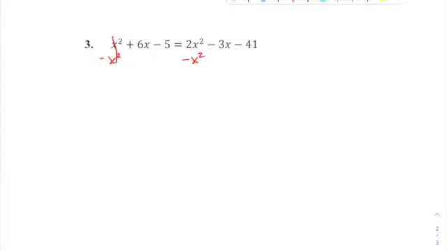So I'm going to bring everything to the right side, which means I'm going to subtract 6x, bring this all to the right. I'm going to add 5. Okay, so our new equation is 0 equals 2x squared minus x squared is x squared. Negative 3x minus 6x is negative 9x. And negative 41 plus 5 is negative 36.